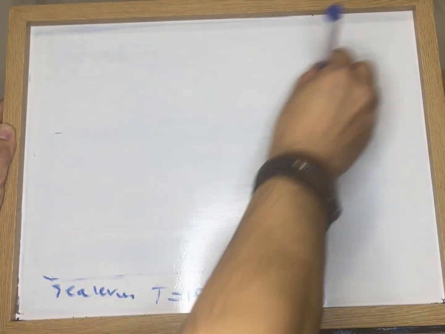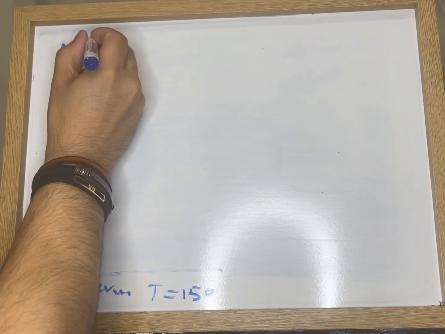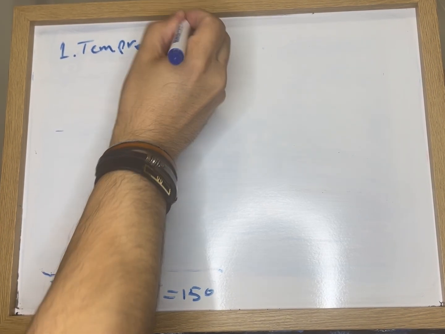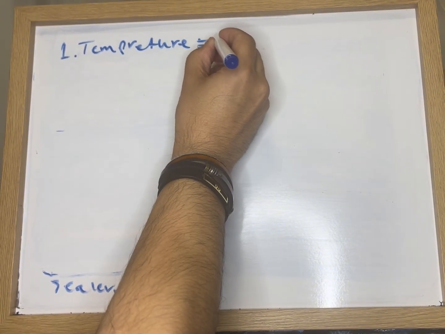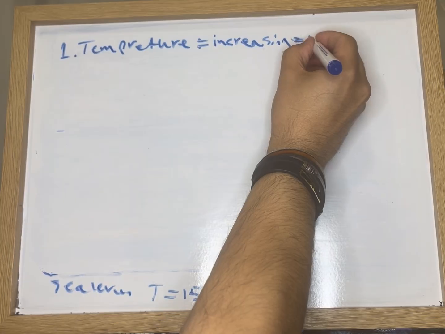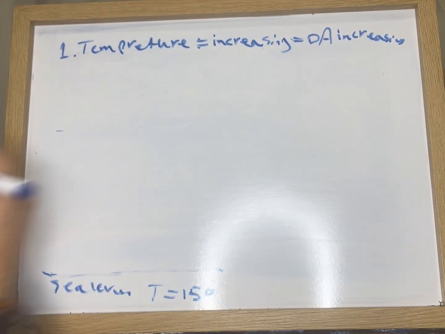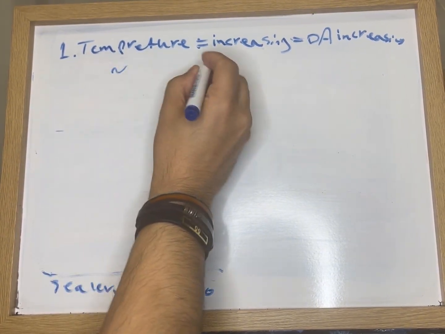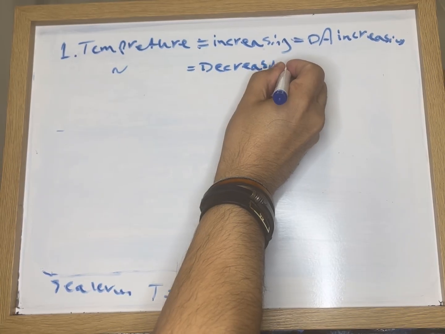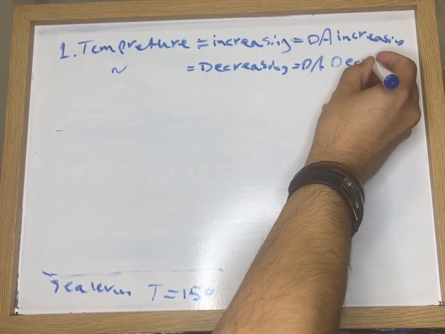Density altitude is dependent on a couple of factors. So first, temperature. As the temperature increases, density altitude increases. As the temperature decreases, density altitude decreases.